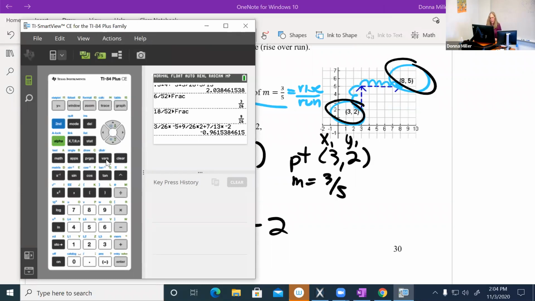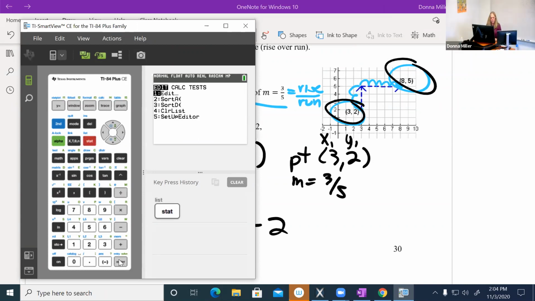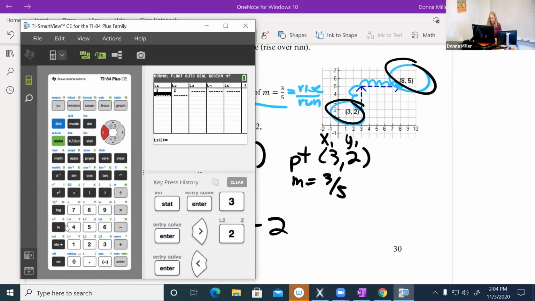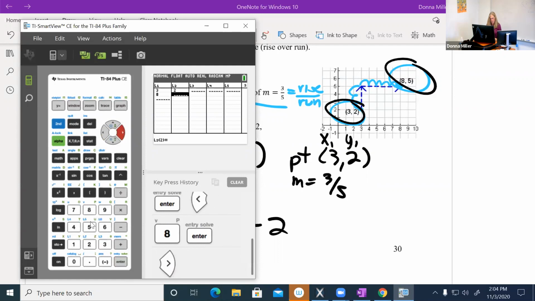The way that you do that is in your calculator, you press the stat button, S-T-A-T for statistics, and you press edit, which is number 1. So you press stat and then enter. I'm going to put in L1 and L2 each of these points. I put the x's in L1, the y's in L2. So I put 3, 2 like this, 3, enter. And the other point was 8, 5. So I put 8, 5. I need 2 points. That's all I need to determine the equation of the line.